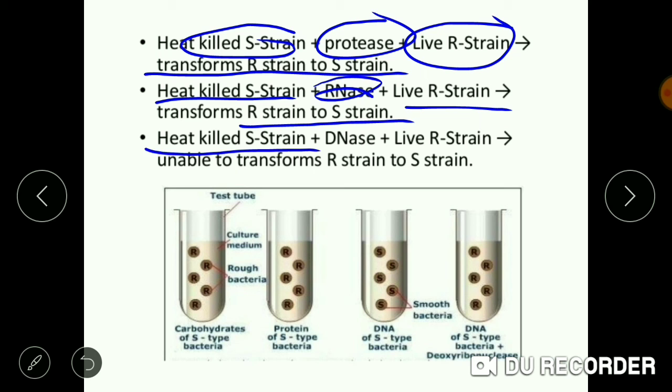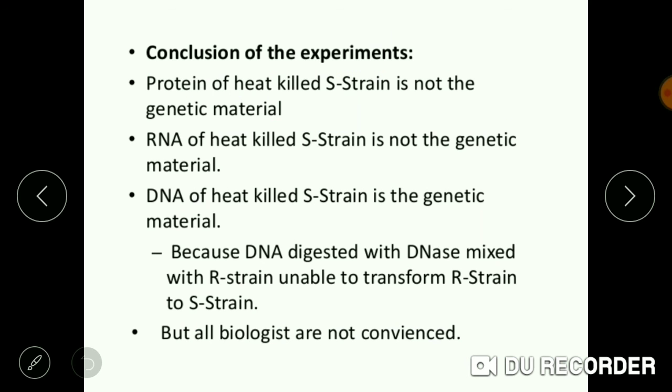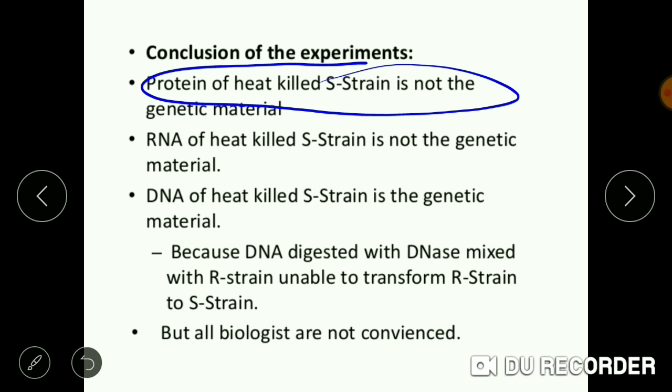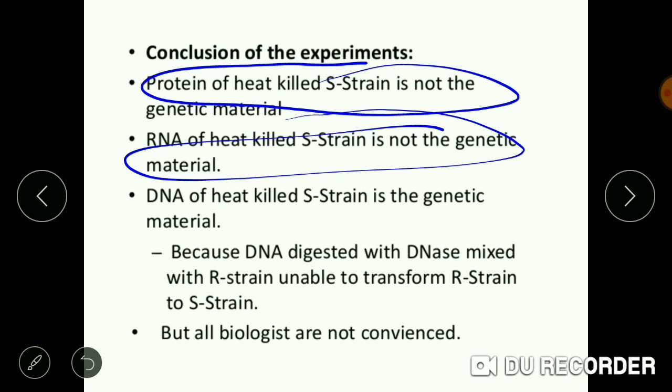Again they took the heat-killed S strain and the live R strain and added the enzyme DNase. Then they saw that it was unable to transform the R strain to S strain. Why has this transformation not taken place? Because the protein of heat killed S strain is not the genetic material. RNA of heat killed S strain is not the genetic material, but the DNA of heat killed S strain is the genetic material.